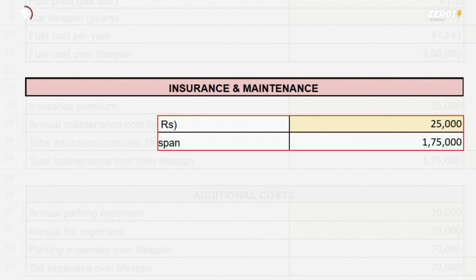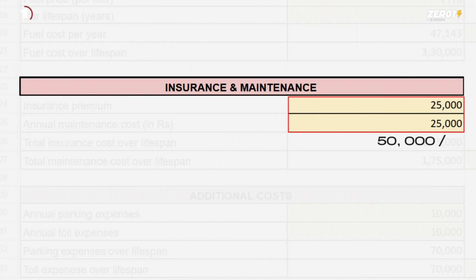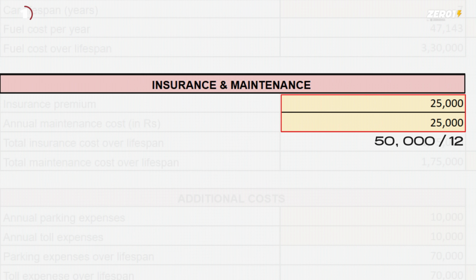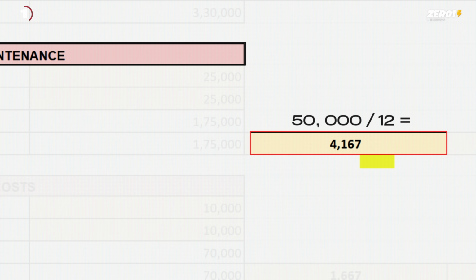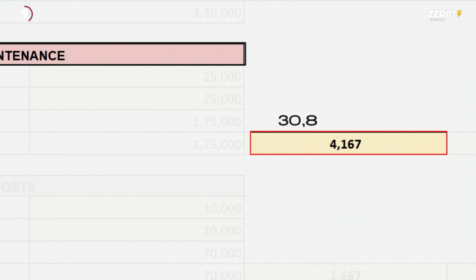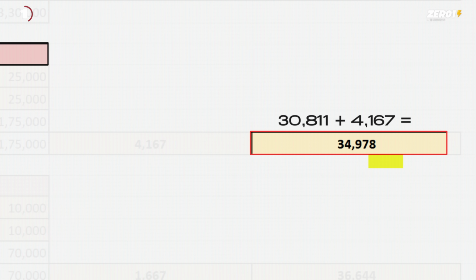So I'll add this total yearly cost and then I'll just divide it by 12 months to see what this extra cost is that I'm adding. Oh, interesting. So this is being added at 4,167 rupees a month. Wow. So if I add my previous EMI to this new cost, suddenly my every month cost is now almost 35,000 rupees. Now let's go to additional costs.